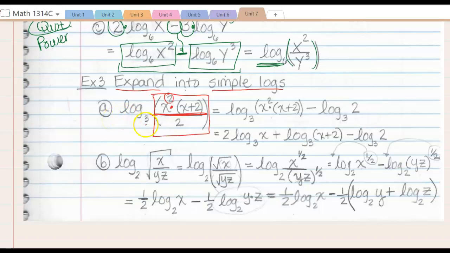So I'm going to have log base 3 of x squared times x plus 2. That's where you see right here. And then minus log base 3 of 2 because the 2 is in the denominator. That's what you see over here.